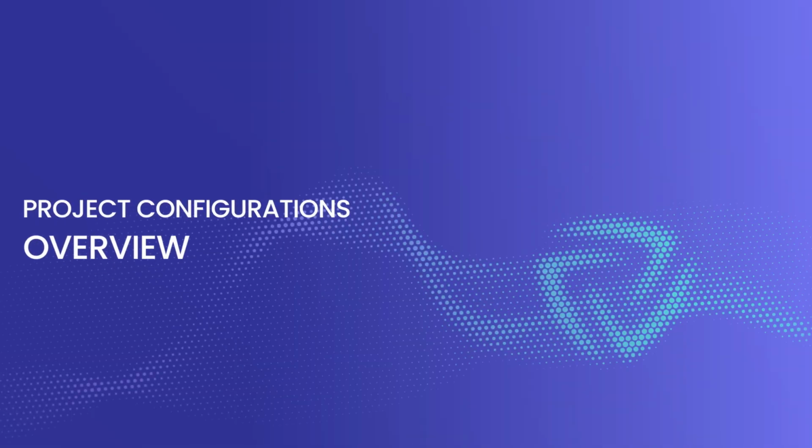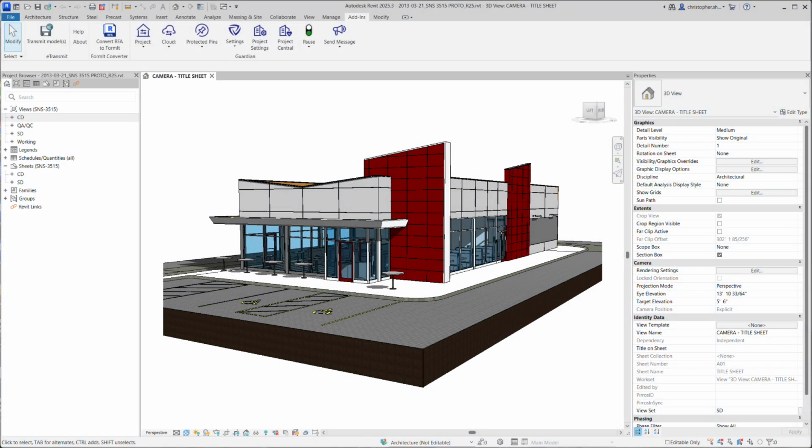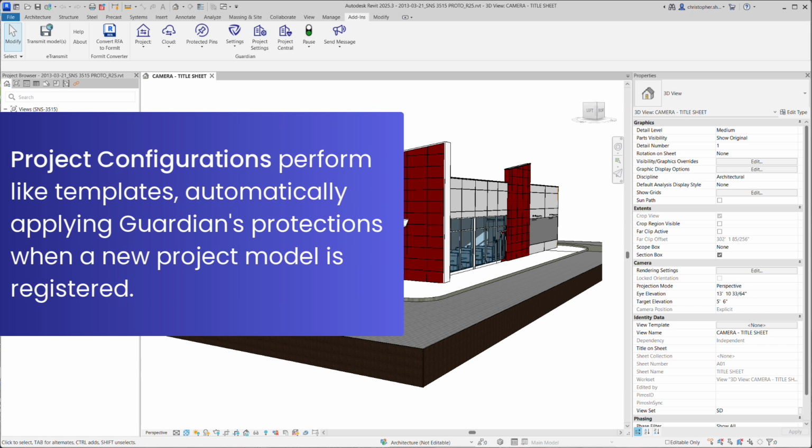Guardian's Project Configurations is a powerful feature to configure and apply Guardian's proactive protection to all of your project models. Project configurations perform like templates, automatically applying Guardian's protections when a new project model is registered. In addition, any change to the settings within a project configuration will automatically propagate out to all models that have that project configuration applied. This provides live control of your project models.